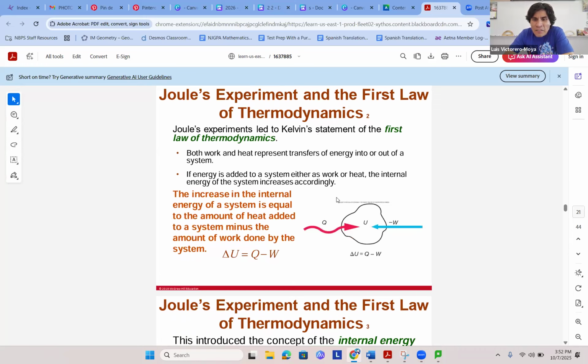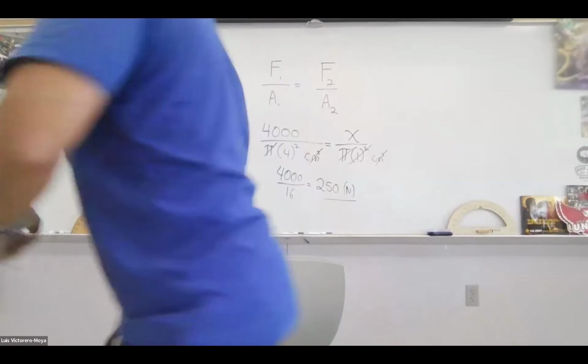And now let's go with the first law of thermodynamics. The first law of thermodynamics, guys, is actually the conservation of energy, right? The energy given to a system, heat, Q, is equal to the internal energy plus the work done by the system or on the system. That work can be positive or negative, right? And why do I say that the first law of thermodynamics is basically the conservation of energy? Because I'm going to use a whiteboard for this.